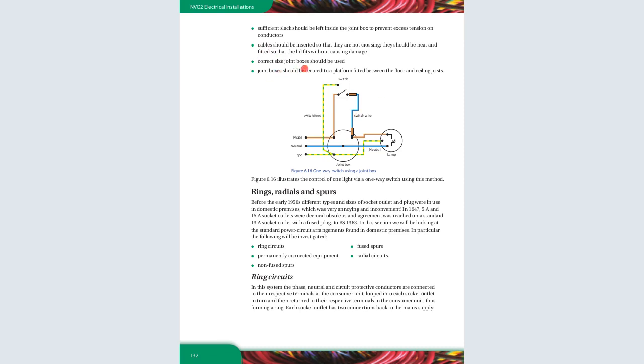The correct size of the junction box should be used, and then the junction box should also be secured to a platform fitted between the floor and the ceiling joints. So we have the rings, radials, and spurs. But before we go to the rings, radials, and spurs, this is now the power outlet.